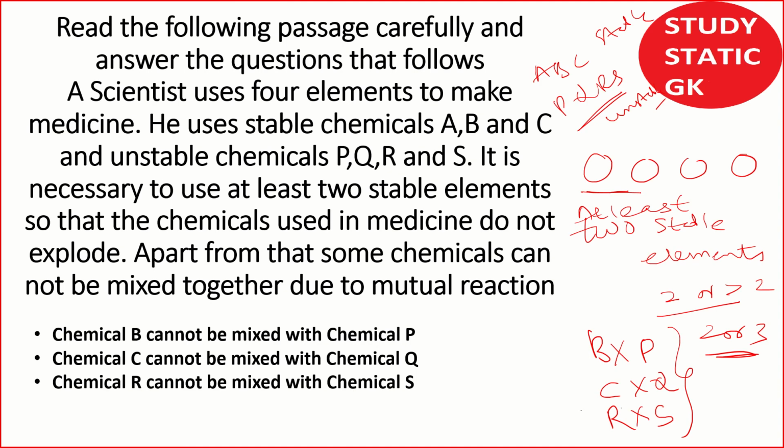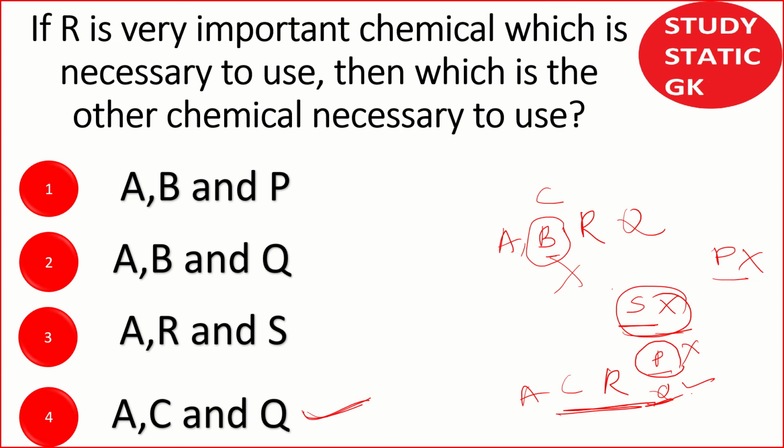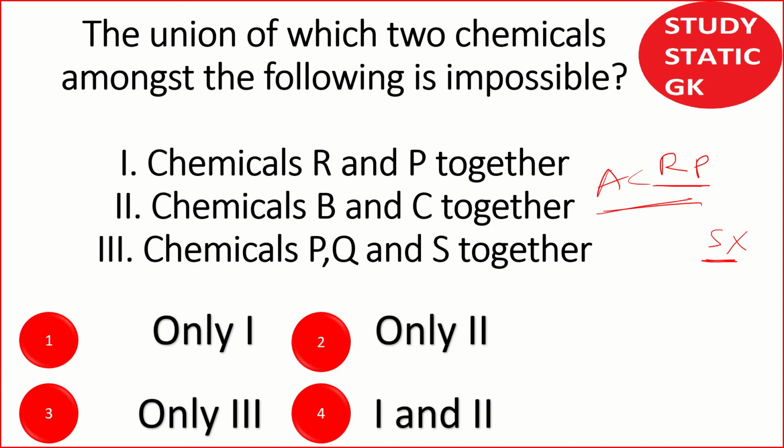Because if C is there, Q should not be there, but Q is not there. Right, so AC or P. If R is there, S should not be there. So AC is also not there. AC or P is the possible case. So chemicals R and P may be together, and B and C together.